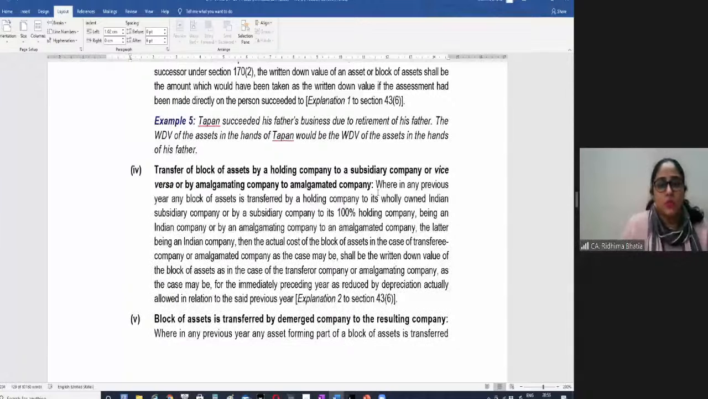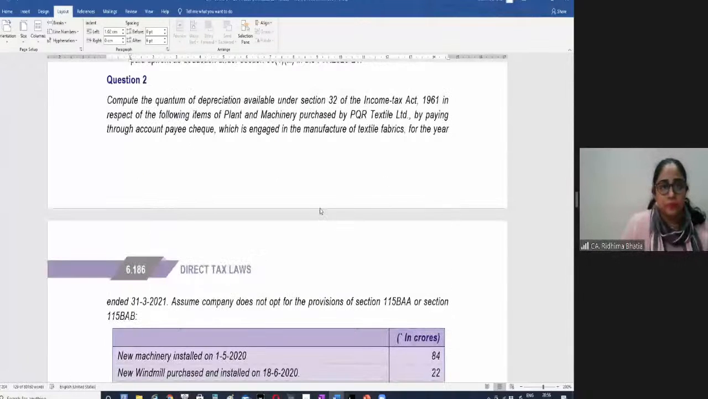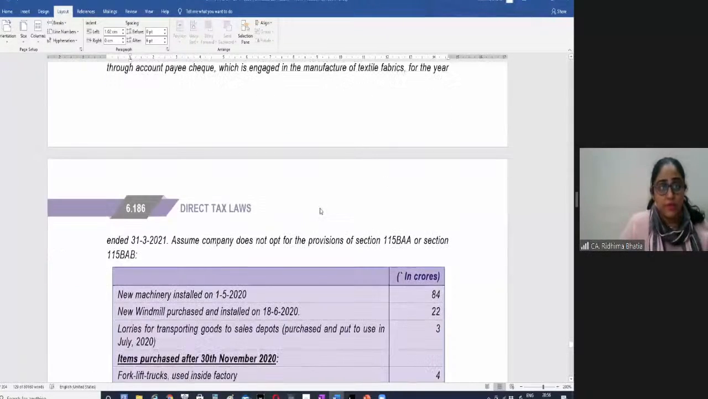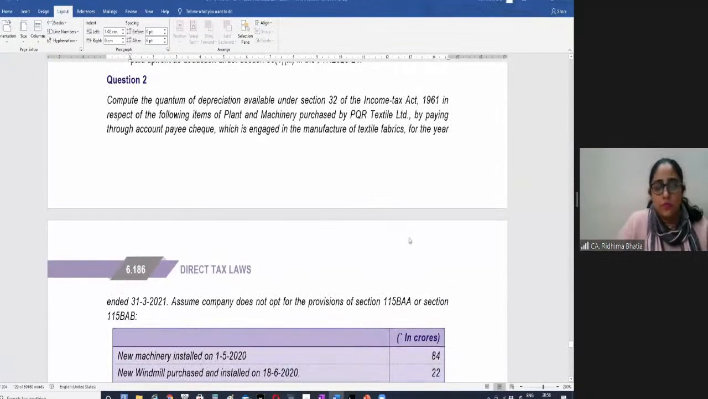Okay, on your screen, guys. I want everyone to participate and answer, then only it would be fruitful. You have to compute the quantum of depreciation available under section 32 in respect of the following items of plant and machinery purchased by PQR Textiles through account payee cheque.